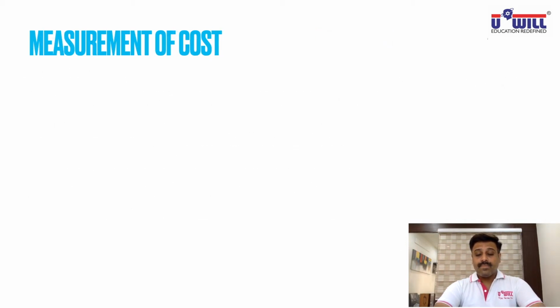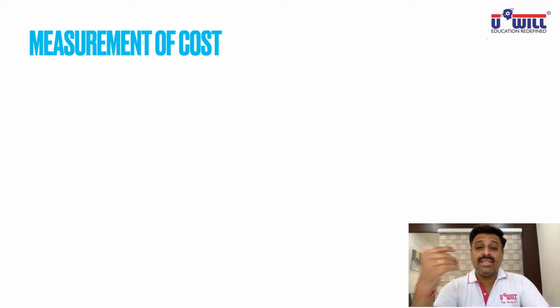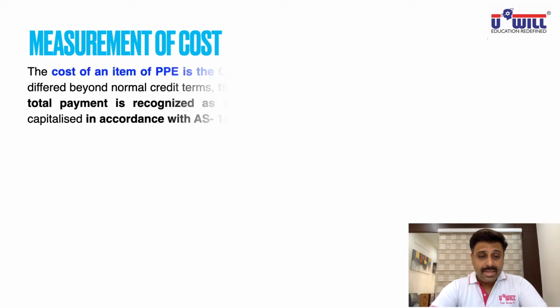Further, measurement of cost. Now you'll ask a question: sir, we already studied cost in the last lecture, then what is this measurement of cost again? Certain points are to be understood regarding measurement of cost later on. What we studied in the past lectures was initial measurement of cost. Now we are talking about subsequent things. What all things are to be taken into consideration?